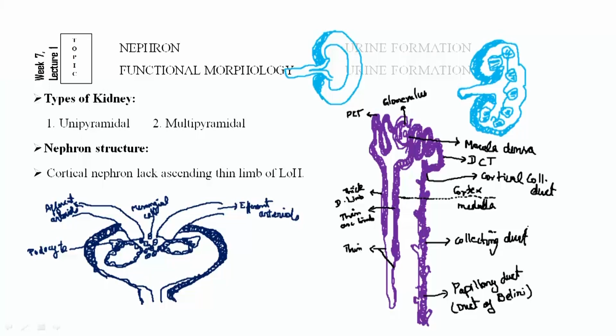Let us come to the types of kidneys. These kidneys are broadly classified into two types in animals. One is unipyramidal and the next one is multipyramidal.